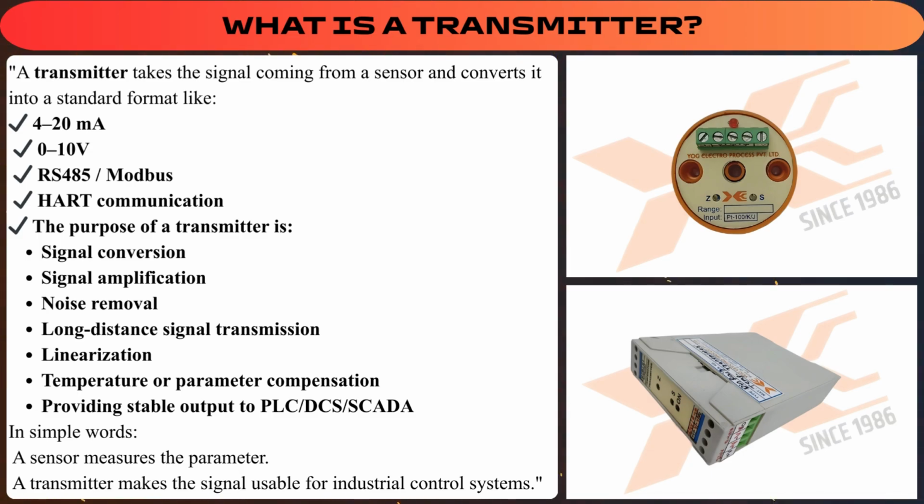In simple words, a sensor measures the parameter. A transmitter makes the signal usable for industrial control systems.